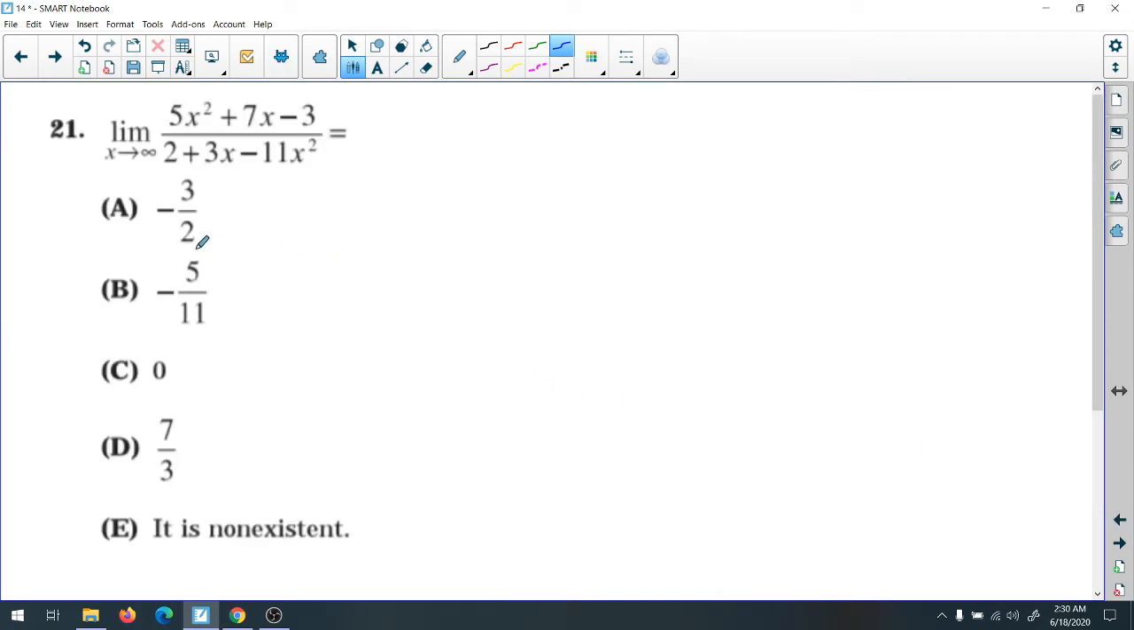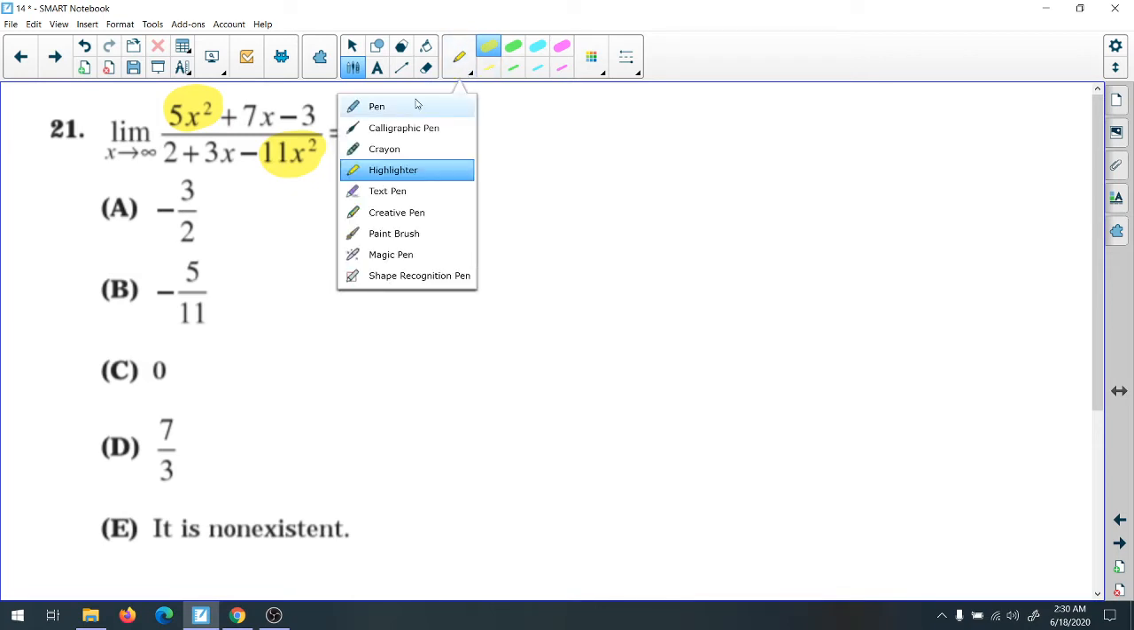Okay, another question here. Find the limit of 5x squared plus 7x minus 3, divided by 2 plus 3x minus 11x squared. I will teach you something very quick to respond. First, you locate the maximum exponent in the numerator and the maximum exponent in the denominator, whatever the position. Sometimes they change the order, so it doesn't matter.